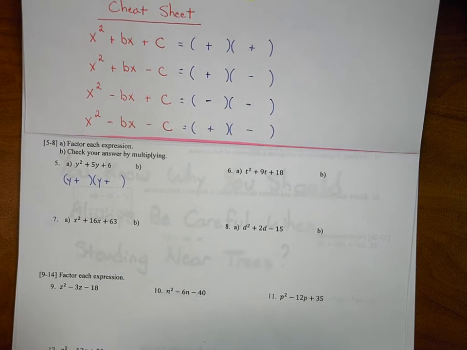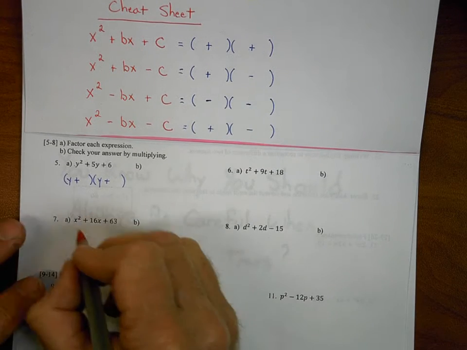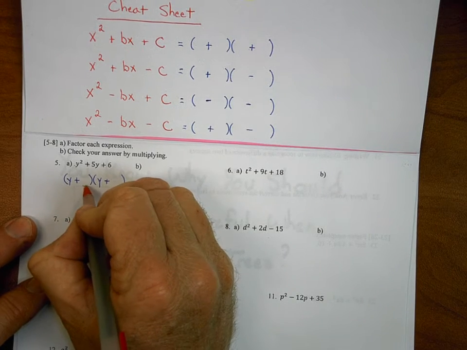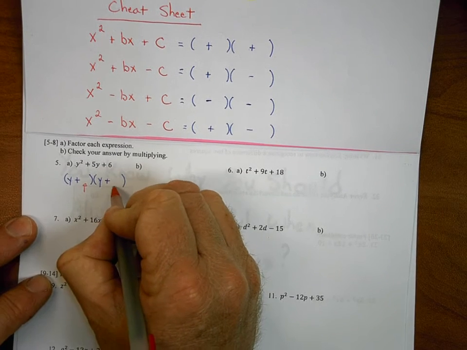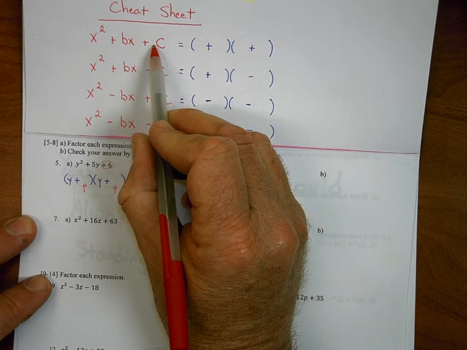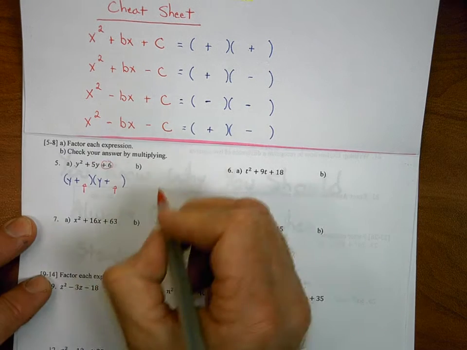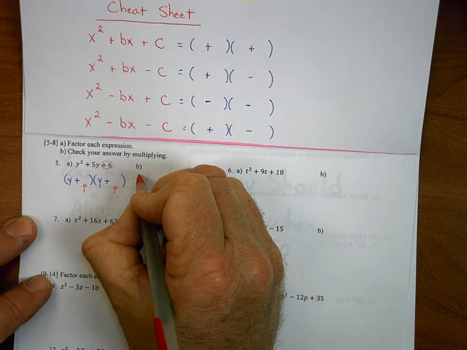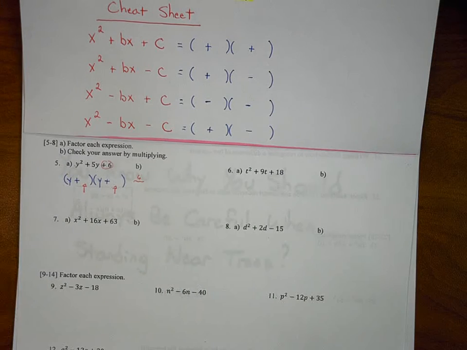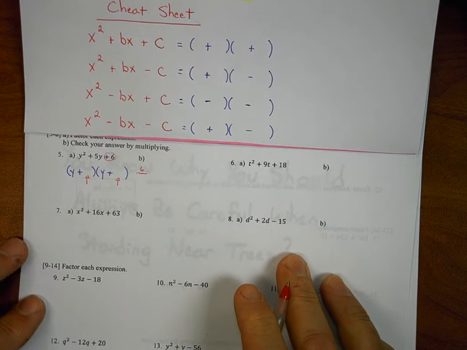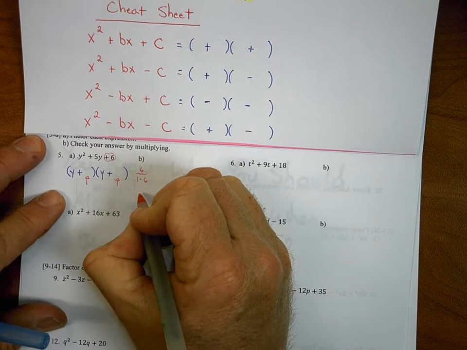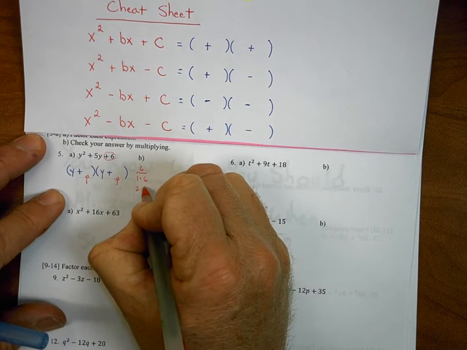And now we're just going to have to do a little bit of math. To figure out what numbers go here and what number goes right there, we're going to take our very last term, which is 6 here. That's going to be our C value from our cheat sheet. And I'm just going to write that value over here, and underneath that, I'm going to write all the pairs of numbers that multiply to make 6. Okay? So in other words, 1 times 6 is 6, and 2 times 3 is 6.